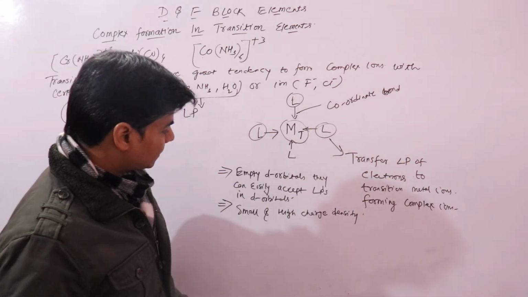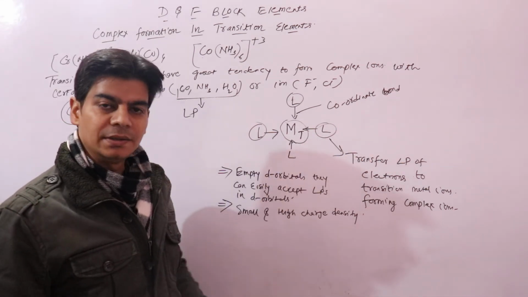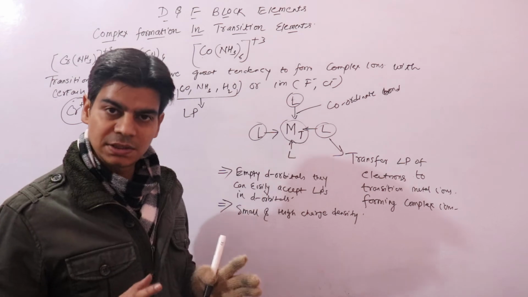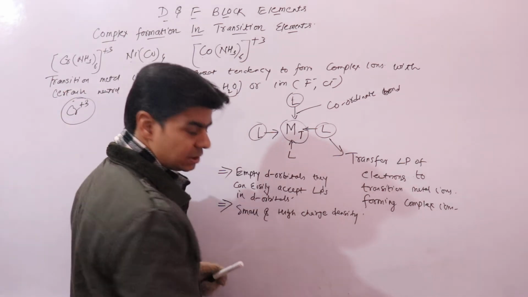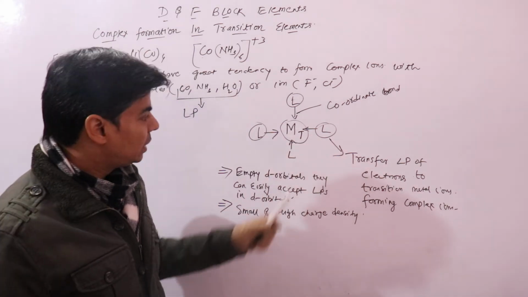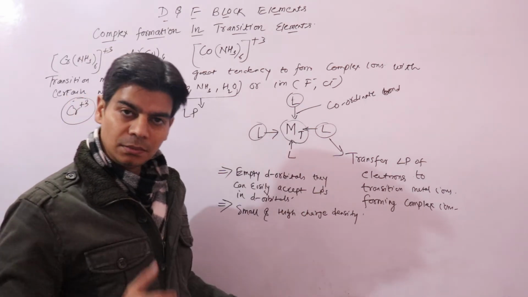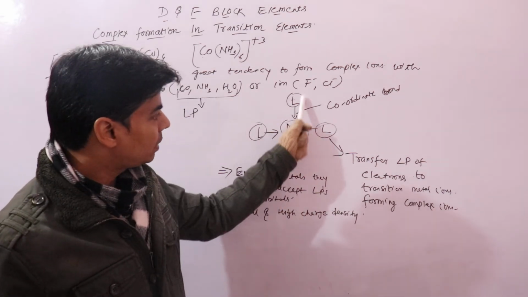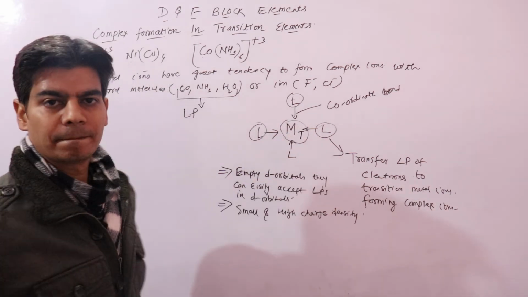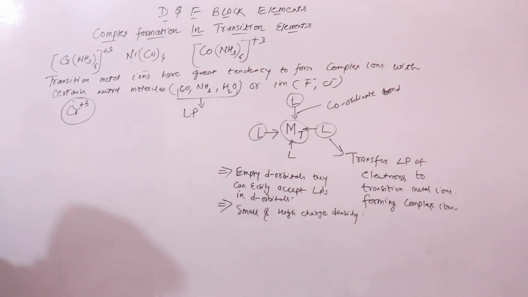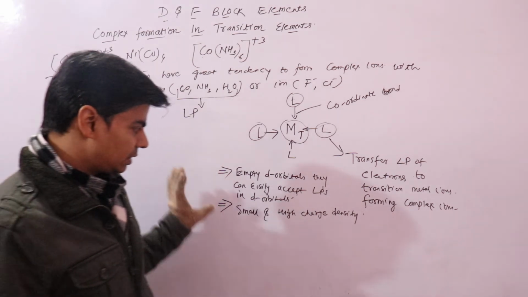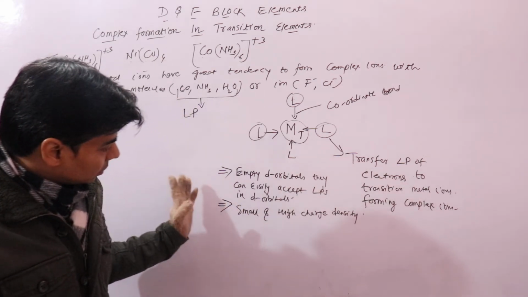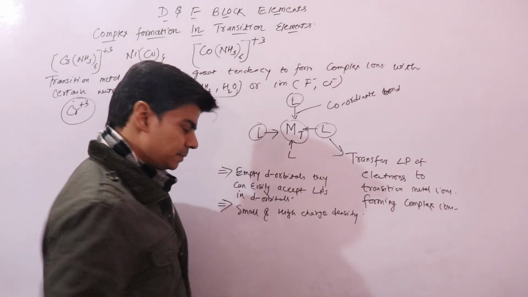And the second thing is, these transition metal ions possess high charge density and they are small in size. Due to this, they can easily accept lone pairs of electrons donated by these ligands. I hope this is clear. This is an important question and has been asked in exams many times.